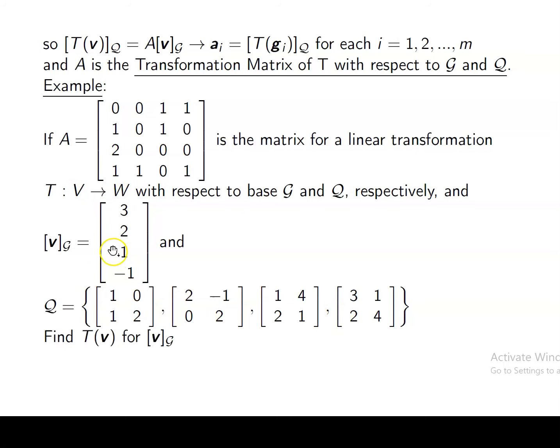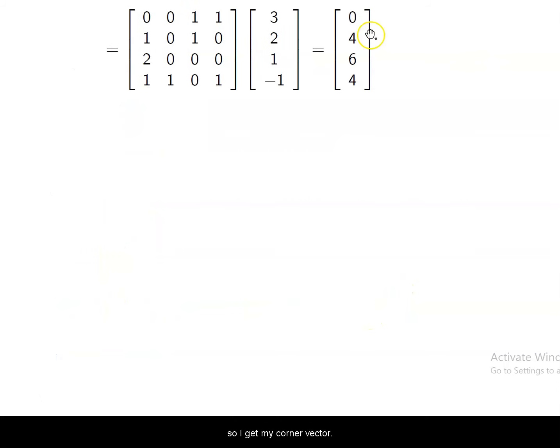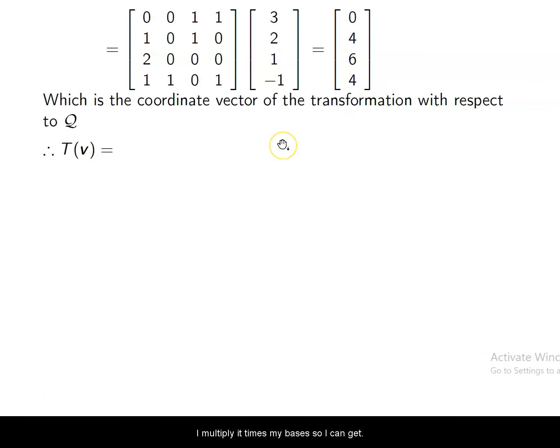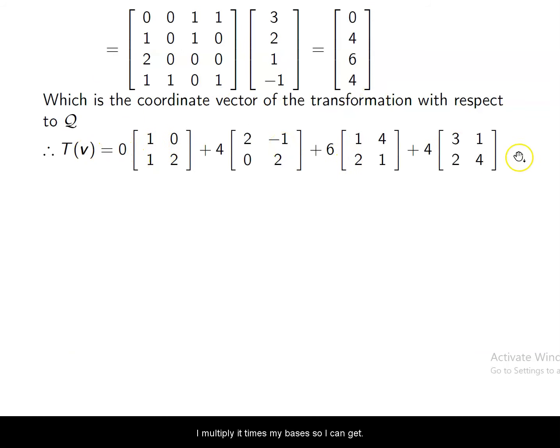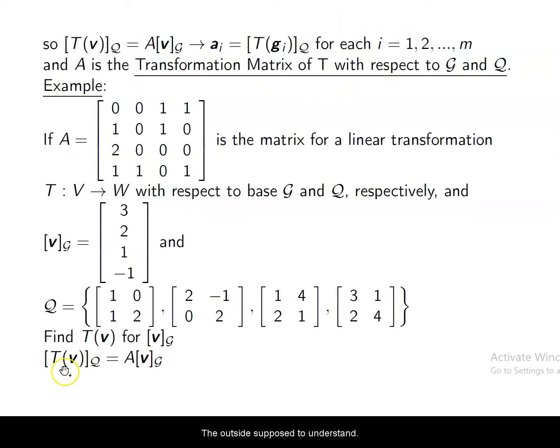So in the end, right? I want a 2 by 2 matrix. So when I do my transformation, I'm getting a Euclidean vector. So I need to take that Euclidean vector and turn it into an object in the space that I'm in, which is 2 by 2 matrices. So I get my coordinate vector, I multiply it times my basis, so I can get an element of what the vectors look like in that space, which is this. So T of V is this. This was T of V with the brackets with the small q on the outside.